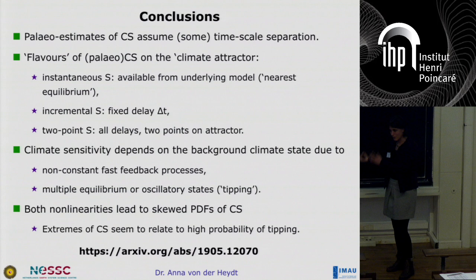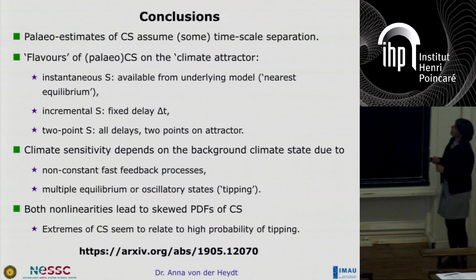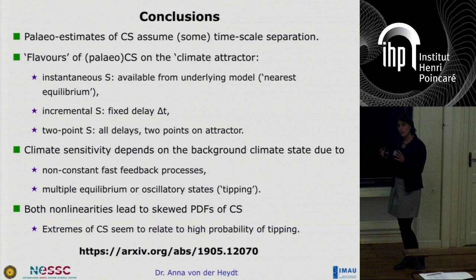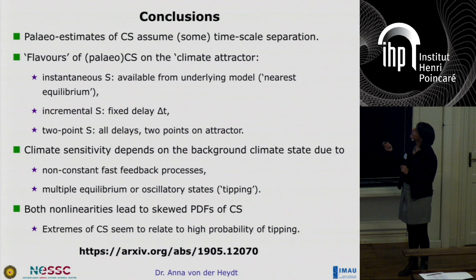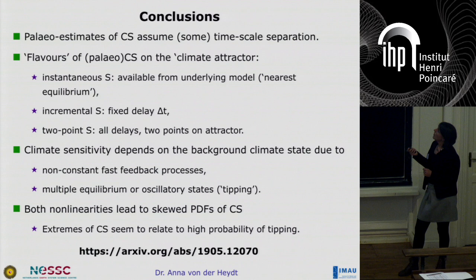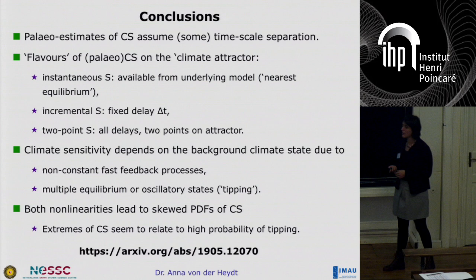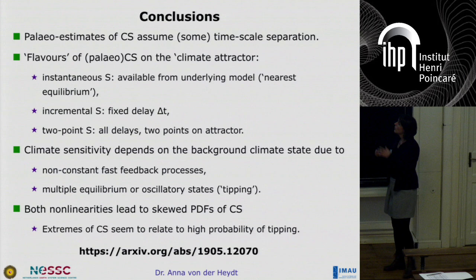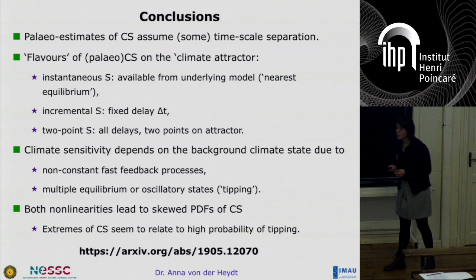And then we can actually look at different flavors of climate sensitivity if we know something or part of the climate attractor. If we know the underlying model equations, then we have the instantaneous S, the local slope, actually. But much easier to determine is either the fixed delay two-point sensitivity or simply two-point between any two points on the time series. And that gives us a distribution that, because mostly the climate sensitivity depends on the background climate, will be quite some wide distributions or maybe even bimodal or multimodal distributions.